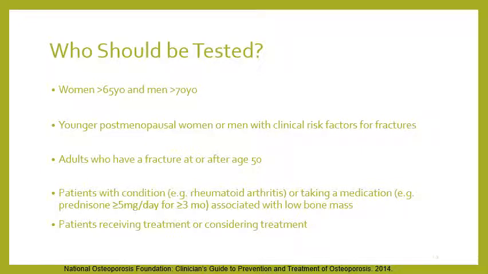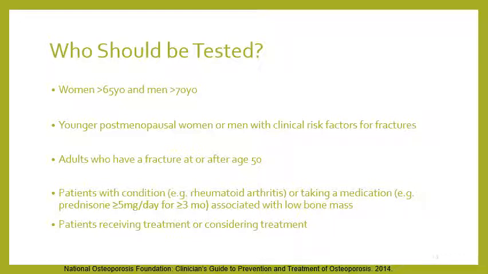Now that we've talked about how to test for osteoporosis, we need to know what types of patients should be tested. All women 65 years and older and men over age 70 should be tested for osteoporosis. Younger postmenopausal women or men with clinical risk factors for fracture should be tested. Adults who have had a fracture at or after age 50. Patients with a condition or taking a medication associated with low bone mass.